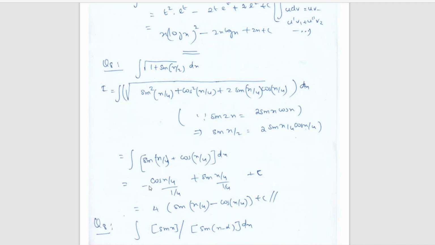What is integral sin x by 4? It is minus cosine function. So minus cos x by 4 by the constant term, which is 1 by 4. Integral cos x by 4 is sin x by 4 by 1 by 4, plus constant of integration c. So this is nothing but 4 sin x by 4 minus cos x by 4. 4 is common to these two terms.